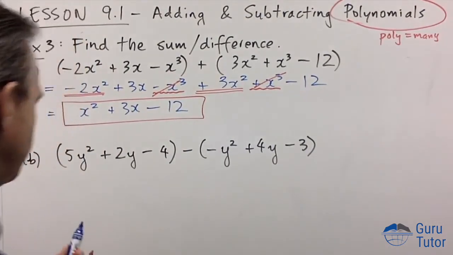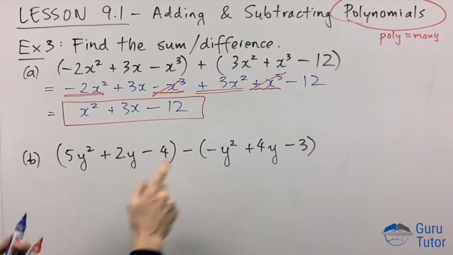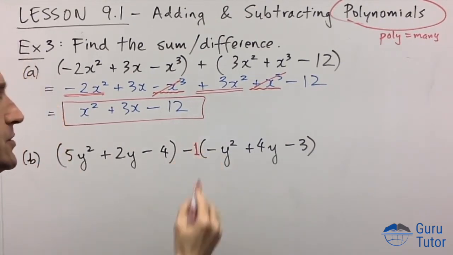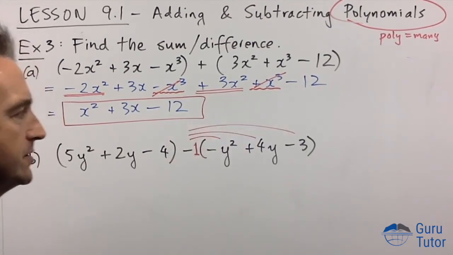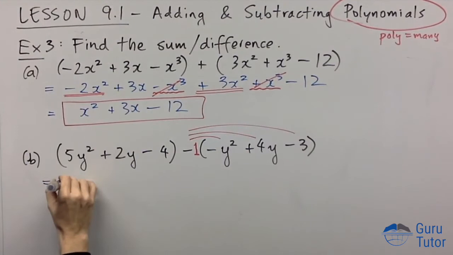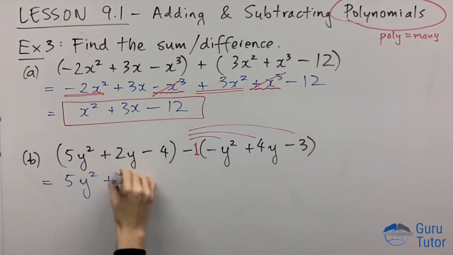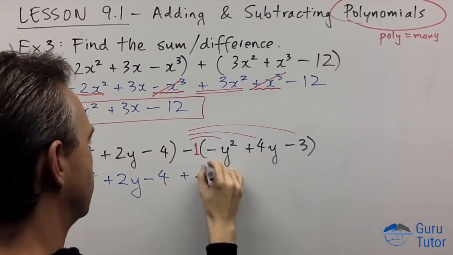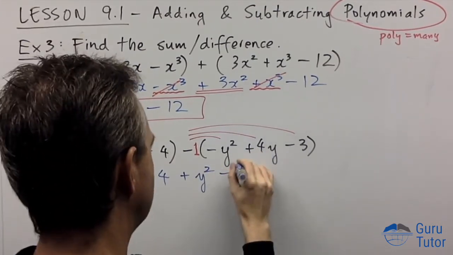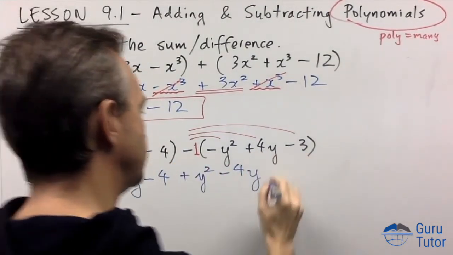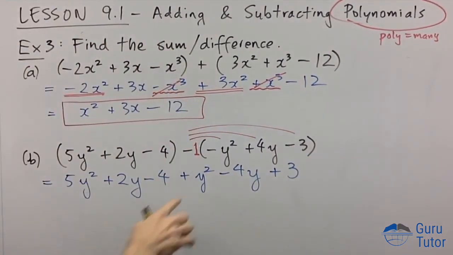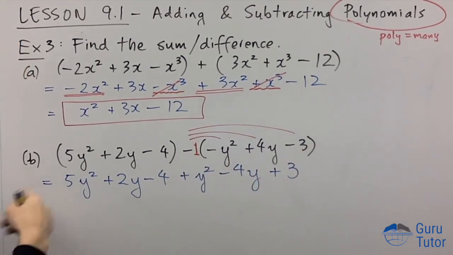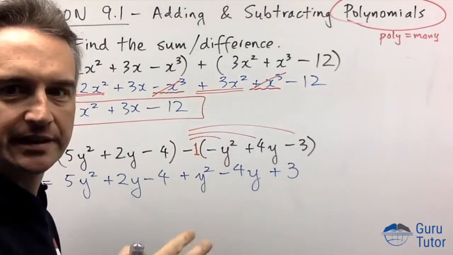B, the second one, let's try this one. So this time we have a subtraction here. How can we rewrite this with no brackets? Well, we treat this like a minus 1 at the front, and we use the distributive property. Remember the distributive property. So writing this without brackets, 5y squared plus 2y minus 4. Minus 1 times minus y squared is plus y squared. Minus 1 times plus 4y is minus 4y. Minus 1 times minus 3 is plus 3. Let me just check that. Are we right? Now all we do is the same as before, going from here to here. We just collect the like terms.